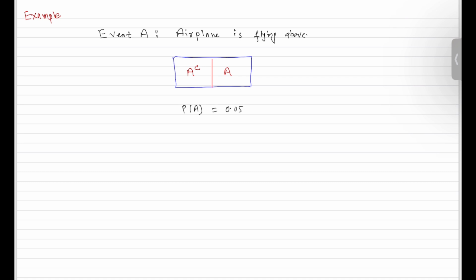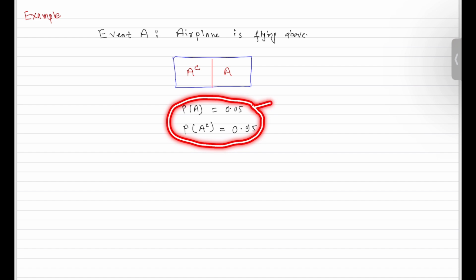And if you look at the sky and you find that there is no airplane in the sky, most of the time you will not find one. So let's say that it is 95%, and these probabilities are what we call the prior probabilities. So how have we found these probabilities? Maybe we have found them from our past experience, from our prior knowledge, etc.